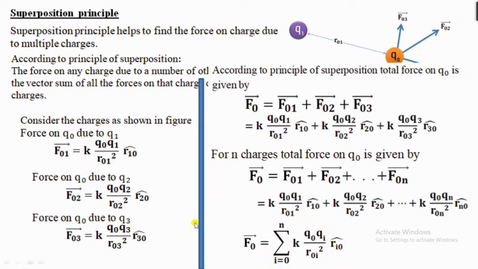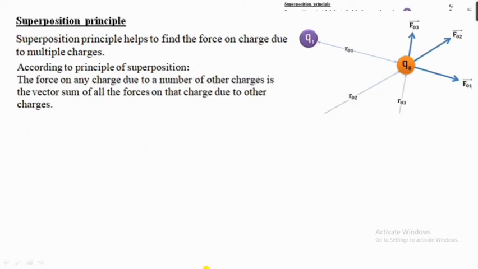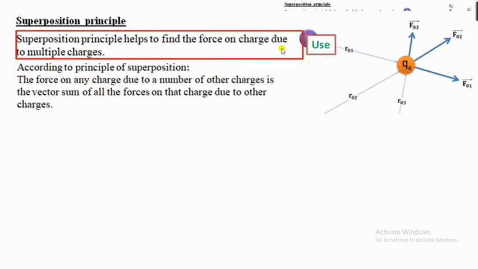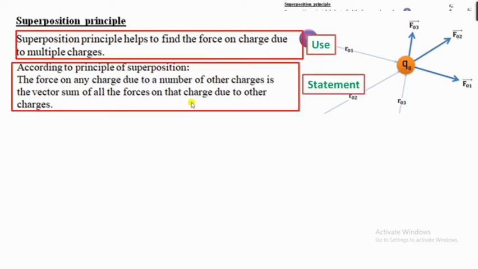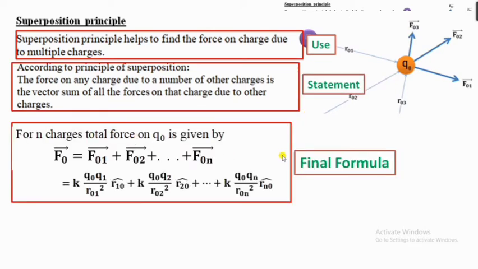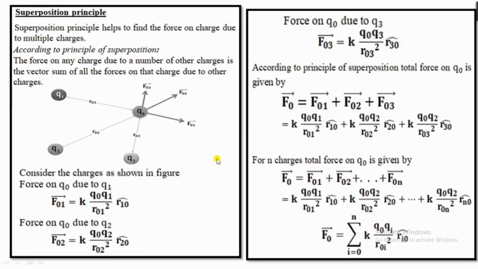This whole derivation is not that important. From here the important points are the use, the statement of superposition theorem, and the final expression or final formula. These three things are the most important from this topic. This is the derivation done in one page. You can pause the video and copy.